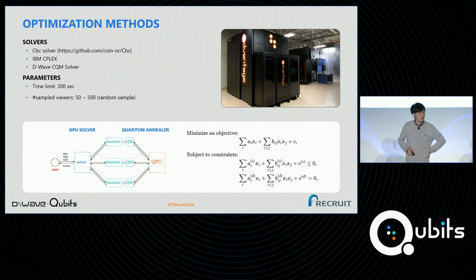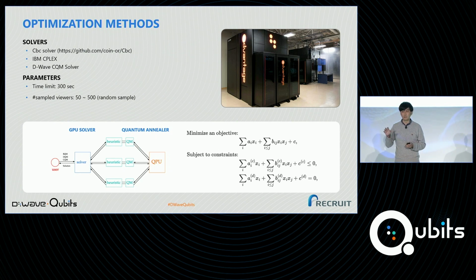Okay. And let me show the optimization solvers we used in the project. We used 3 solvers: CBC solver, IBM CPLEX, and D-Wave CQM. CBC solver and IBM CPLEX are the mathematical solvers. They are very conventional solvers. And also IBM CPLEX is very competitive, kind of a state-of-the-art solver. D-Wave CQM solver is a kind of new solver developed by D-Wave Systems.